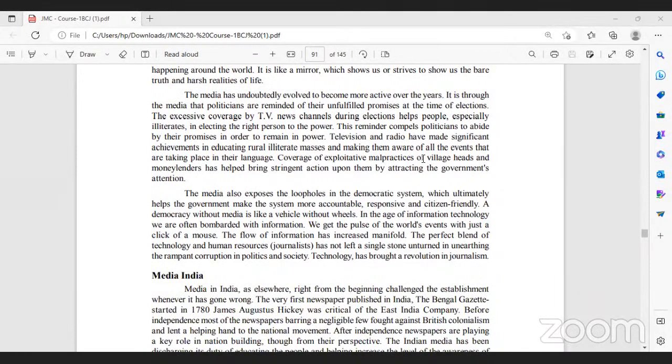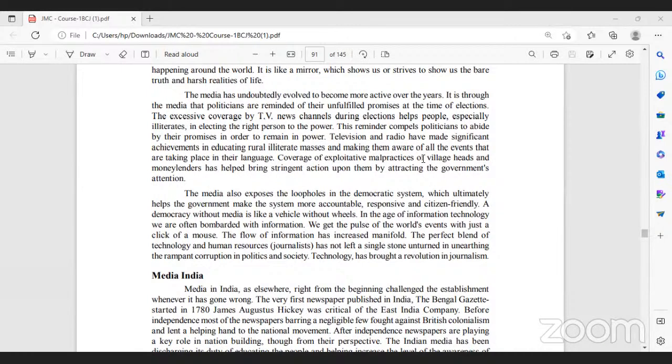So the media exposes the loopholes in the democratic system, which ultimately helps the government make the system more accountable, responsive, and citizen friendly. However, we see that media and democracy are hand in hand. They have to go together.